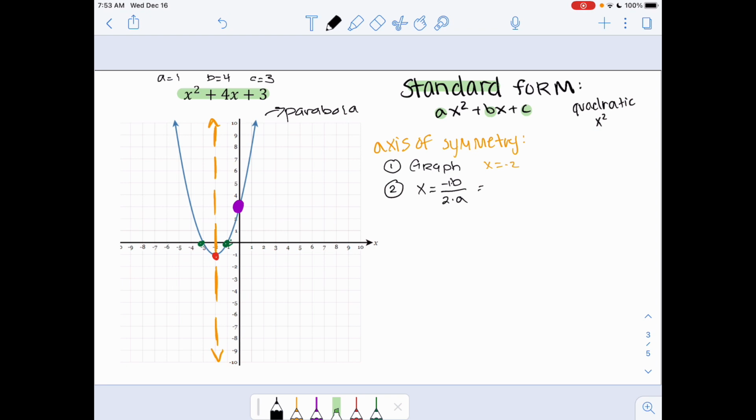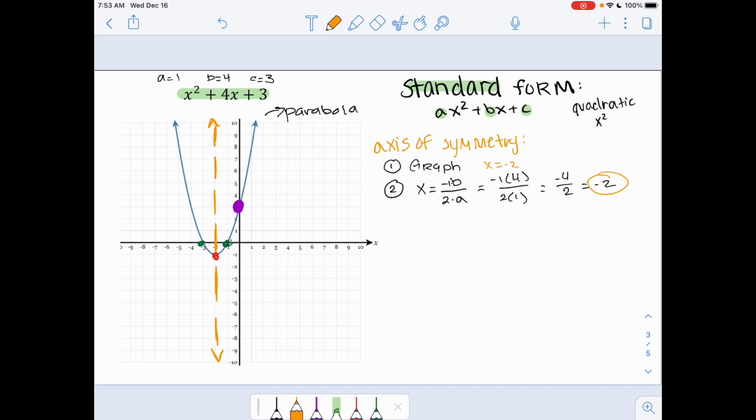So let's plug these into the formula. -1 times 4, over 2 times 1, so I can see that my axis of symmetry, when I calculate it using the formula, is still x equals -2.